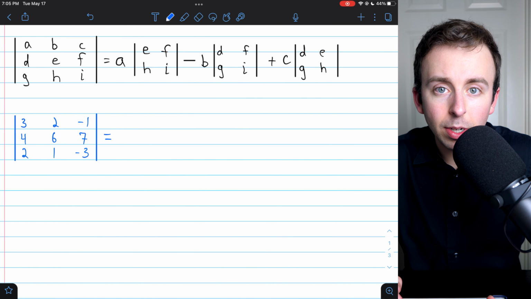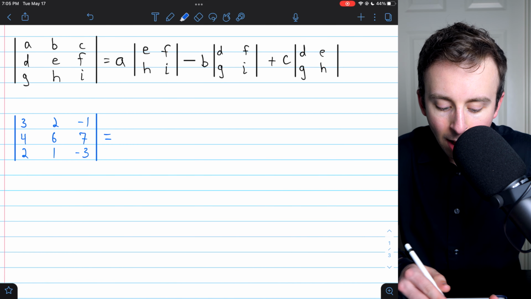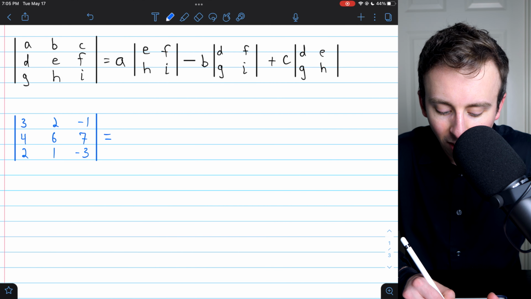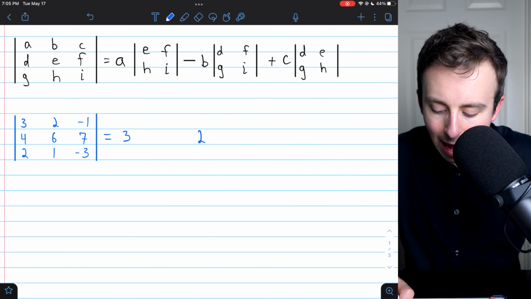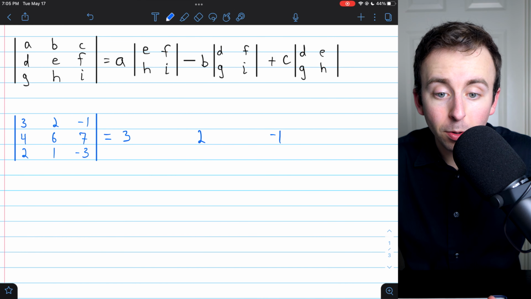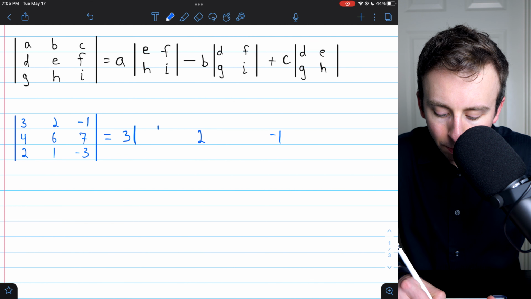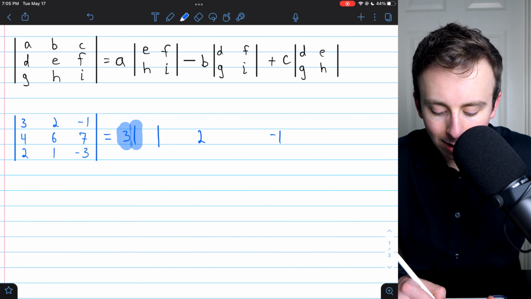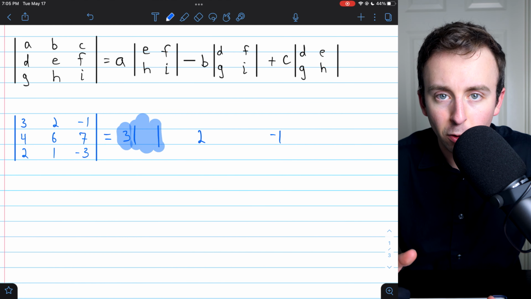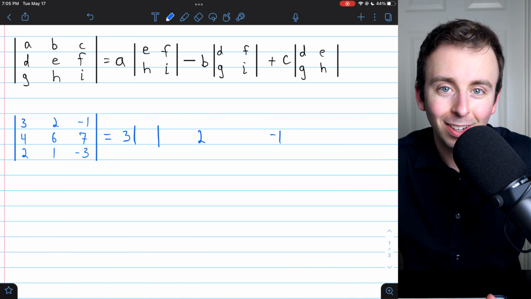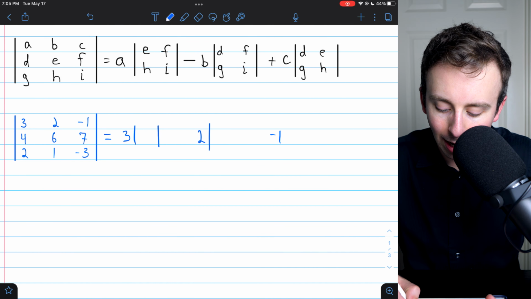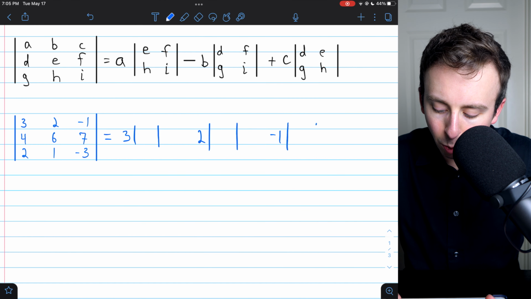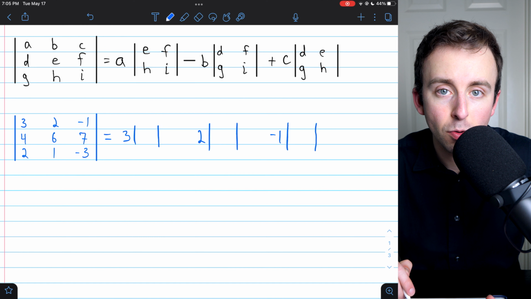Setting up the 3 by 3 determinant is as easy as this. First, we need to take the first row of our matrix. So we'll have 3, 2, and -1. And what are these numbers doing? Well, they're each going to get multiplied by a 2 by 2 determinant. So this is 3 times the determinant of a 2 by 2 matrix. We'll worry about that specific matrix in a second. But similarly, we're going to have 2 multiplied by a determinant of a 2 by 2 matrix, and -1 multiplied by a determinant of a 2 by 2 matrix.